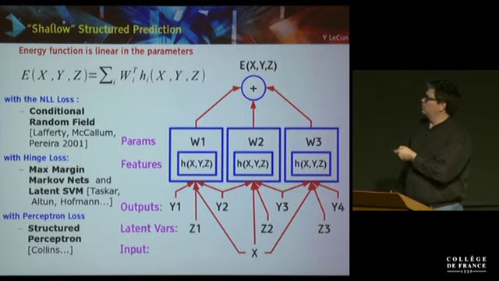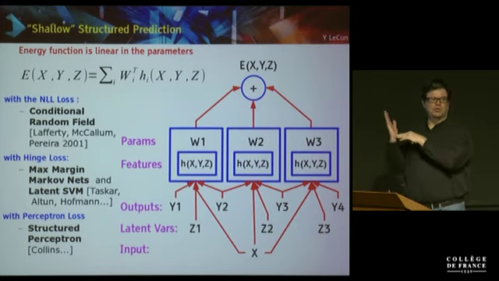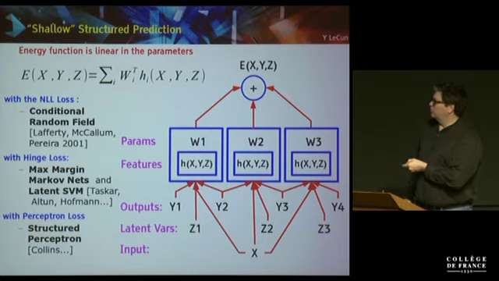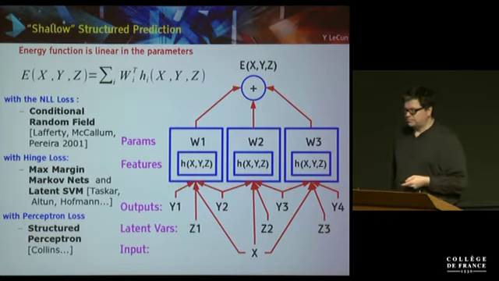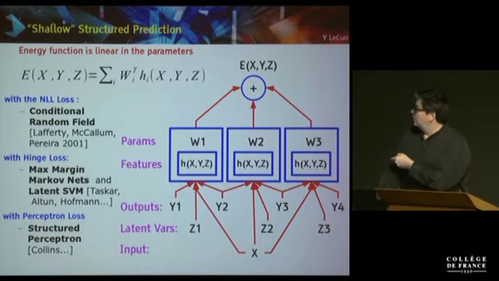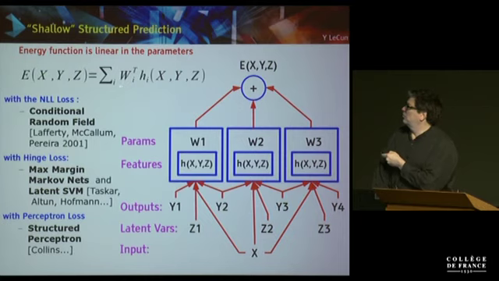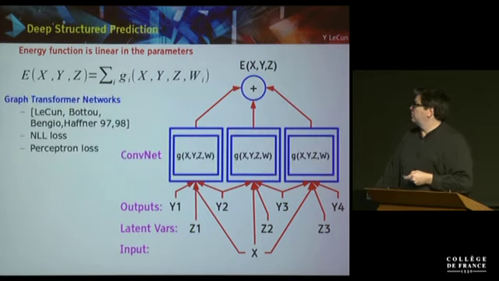The difference between these models is the loss function used. The CRFs use negative log likelihood, the function I spoke of earlier. Maximum margin Markov nets use hinge loss functions, and structured perceptron uses the loss function of perceptrons. Learning bears on these weights. So these are shallow models, not deep, because there's only one layer. The energy function is a linear function in the parameters.